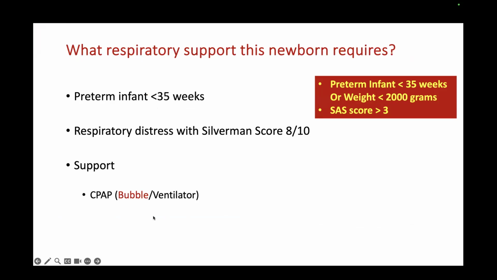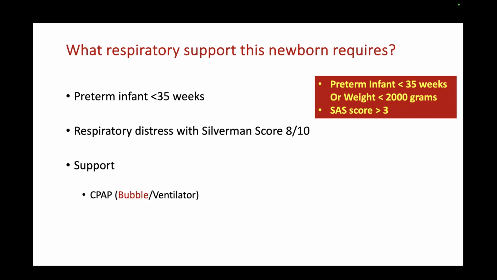So all preterm babies, meaning less than 35 weeks or less than 2 kg, and if they have respiratory distress, that is increased work of breathing, mostly if they have a score more than 3, as in this child, the score was 8 by 10. So he definitely had a score more than 3. And all these babies, irrespective of the oxygen saturation, should be supported on CPAP.